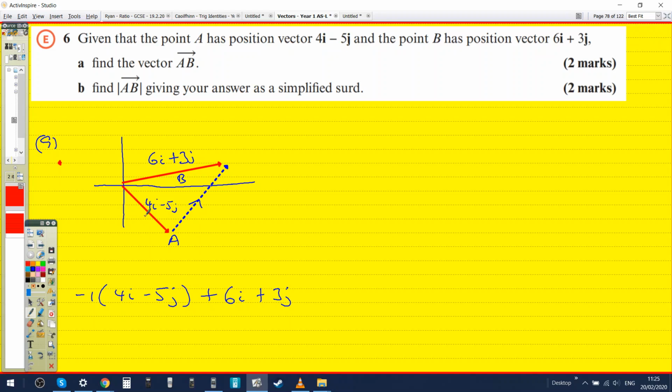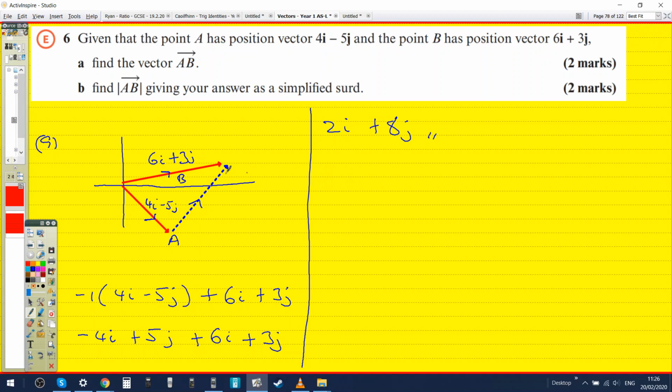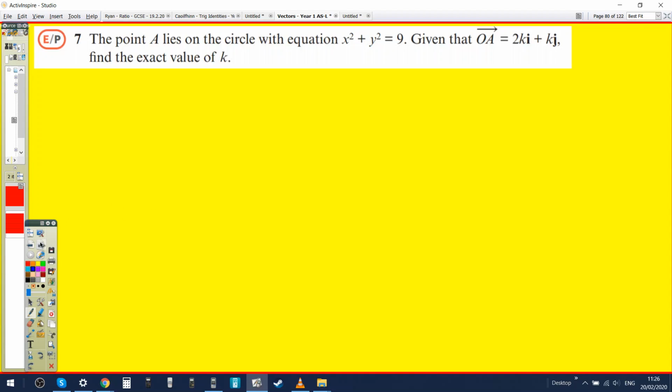Okay. I'm just trying to draw this. And then minus 4i plus 5j plus 6i plus 3j. And then will it just be 2i plus 8j? Yeah, 2i plus 8j. And I think for these, let's just sketch it every time. The formulas move around too much. B is just Pythagoras. 2i plus 8j. Okay. Ooh, let's try this one.